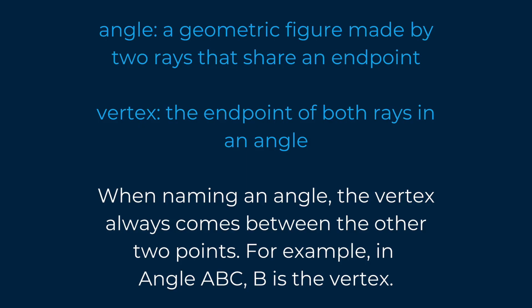When naming an angle, the vertex always goes between the other two points. For example, in angle ABC, B is the vertex. So if we wanted A to be the vertex, we would say angle BAC, not ABC.